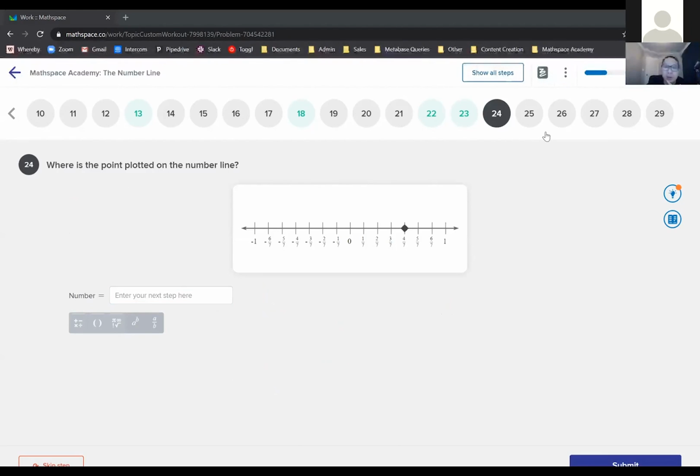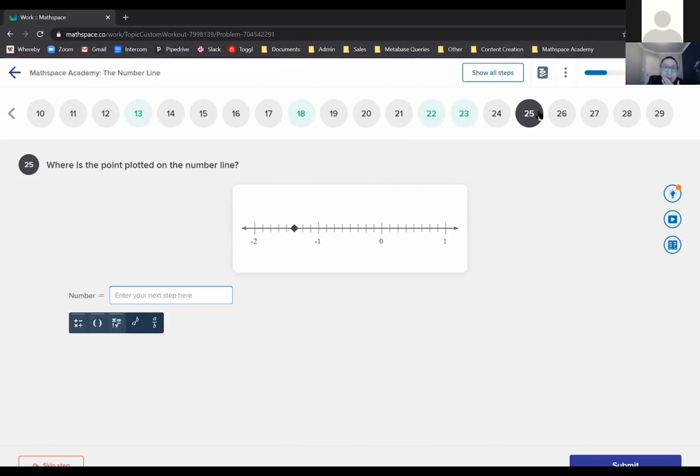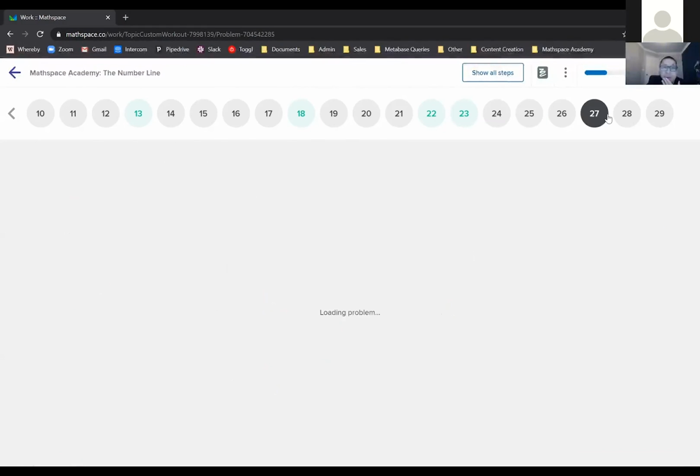What is the number plotted on this number line? All right, it tells you 4/7, right? I'm just going to skip this one. I'm not even going to bother to do it. Let me see what else there is here.